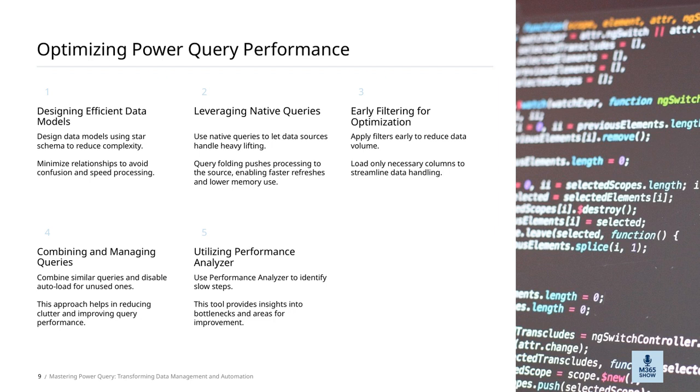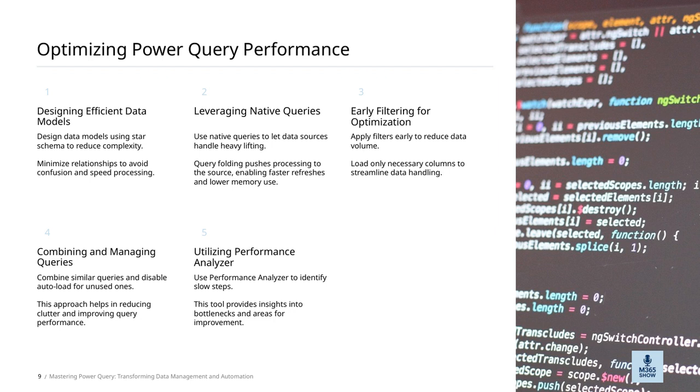Applying filters early in your query process is also a game changer. By filtering data at the beginning, you reduce the amount of data processed downstream, making everything faster and more manageable. Similarly, loading only the columns you actually need prevents unnecessary data from slowing things down.